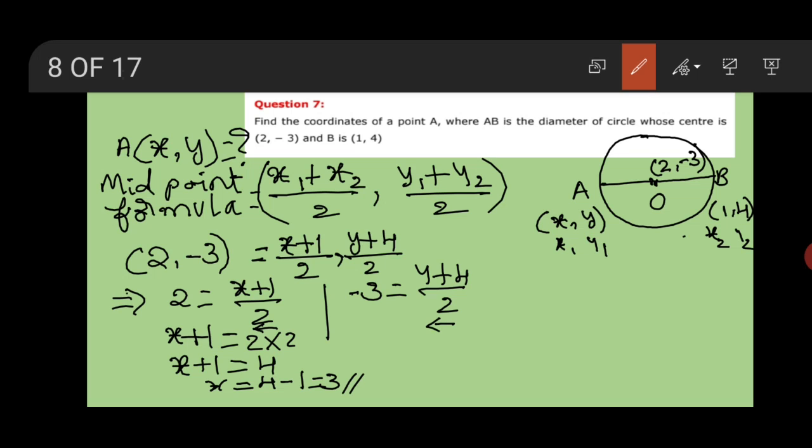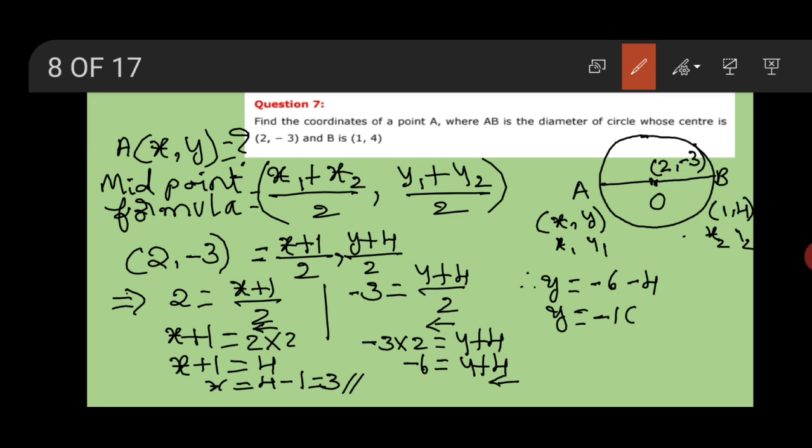Here, carry divided by 2 to the left hand side, it becomes minus 3 into 2 is equal to y plus 4. Therefore, minus 6 is equal to y plus 4. So what is y? y is equal to minus 4 minus 6. Carry plus 4 to the left hand side. Now y is equal to minus 10.